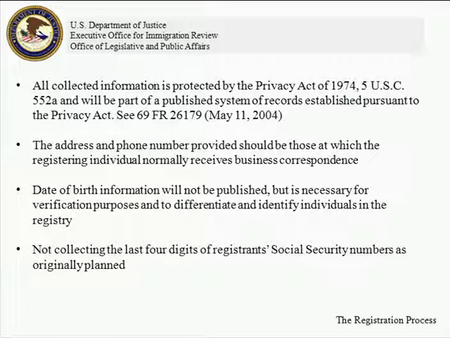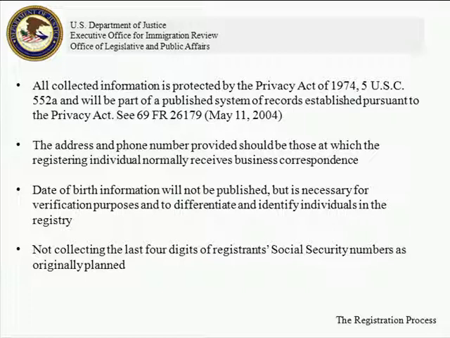Date of birth information would not be published, but it is necessary for our verification purposes and to differentiate and identify individuals in the registry. In other words, if there's two John Does and one was born in January and one was born in December, we'll be able to know the difference between John Doe when he's appearing in the immigration court to represent someone.